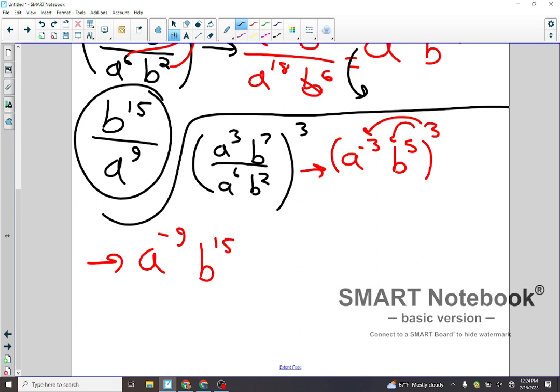Remember, same issue as before. We have a -a. We don't like that. So we're going to change it. So it's going to be b 15 over a to the 9.